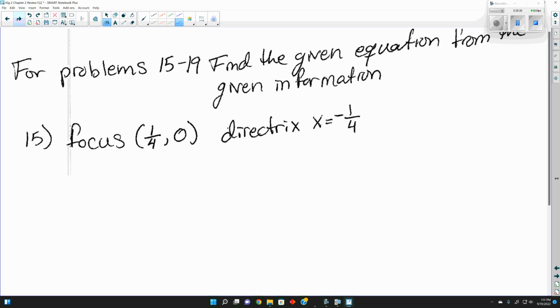Now 15, the focus is a value comma 0 or p comma 0. We're trying to find the equation. The directrix is equal to negative p. Both of these are kind of a giveaway to which equation we're looking at. Now, which one of the general forms has p comma 0 for the focus or x equals negative p? Which one would it be? Is it x equals or y equals?